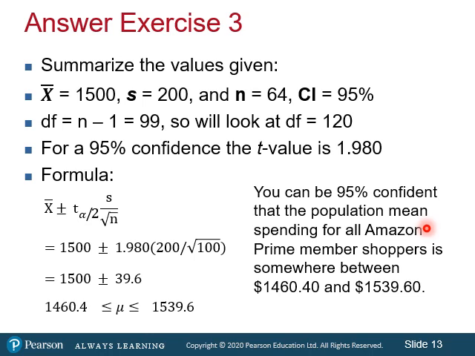So what we can conclude from this interval is we can be 95% confident that the population mean spending for all Amazon Prime member shoppers is somewhere between 1460.40 and 1539.6.